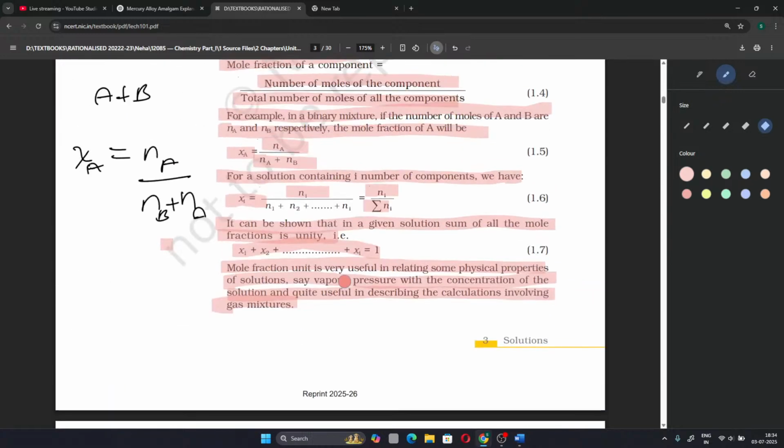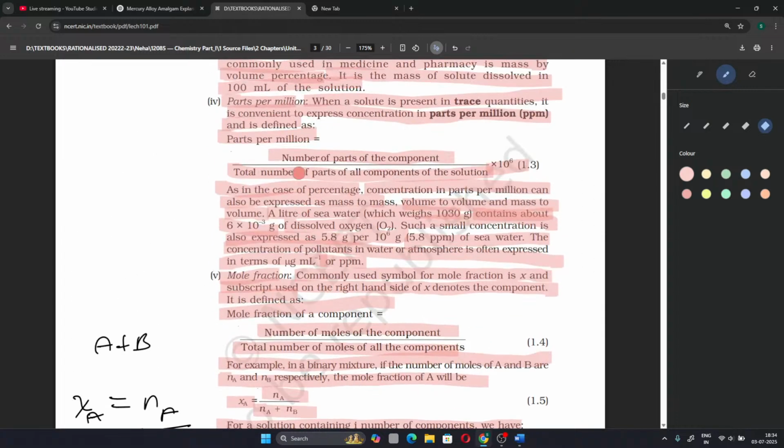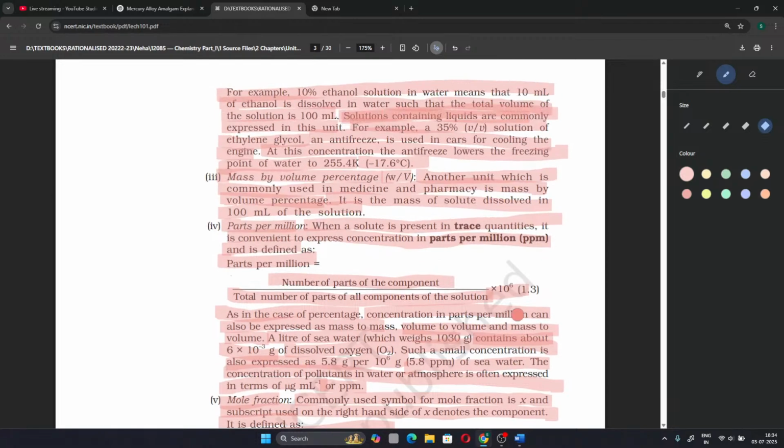In case of other concentration terms, mole fraction depends on the amount of substance, so it doesn't depend on volume, so it also doesn't depend on temperature. In case of parts per million, it only depends on the amount of the component, so it doesn't depend on volume.